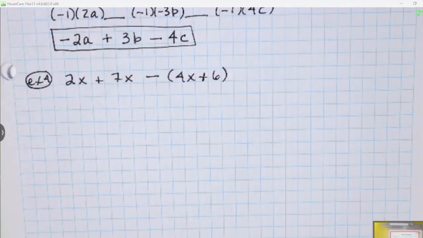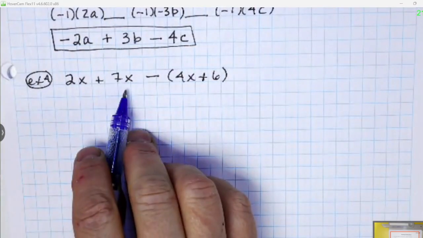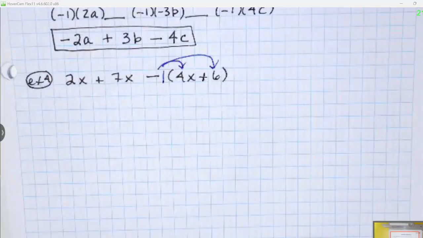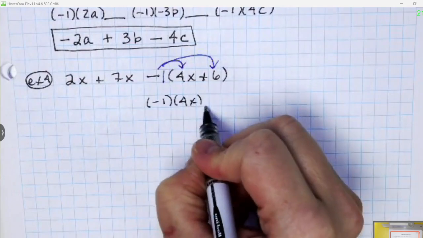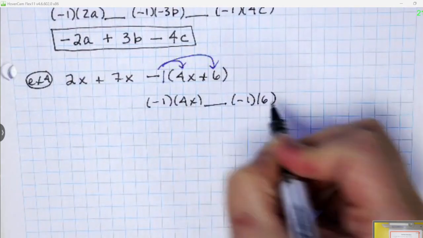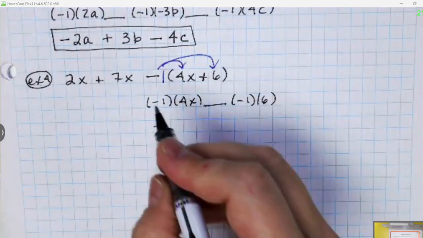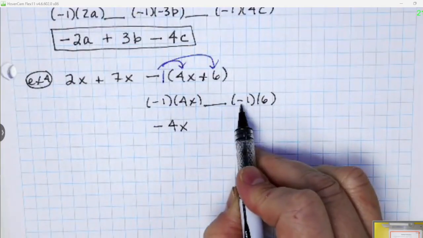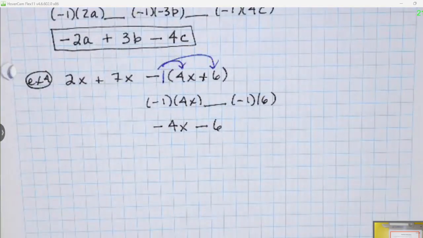So when you simplify, getting rid of grouping symbols is always the first thing. So we're going to ignore the 2x and the 7x, and we're going to put the 1 in, and we're going to start by distributing the negative 1. So just ignore the 2x terms. We have negative 1 times 4x, leave a space, negative 1 times 6. All right, and negative times a positive is a negative. 1 times 4 is 4. Tag the x. A negative times a positive is a negative. 1 times 6 is 6. We're done with that. There's no more parentheses.